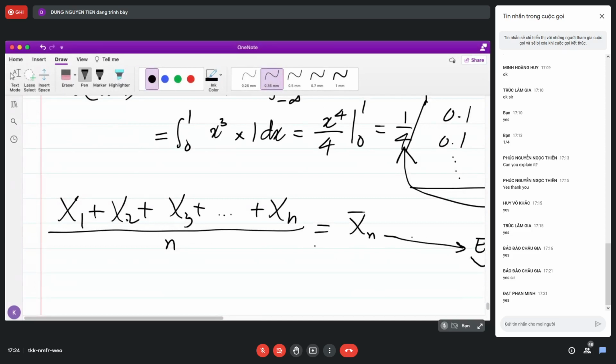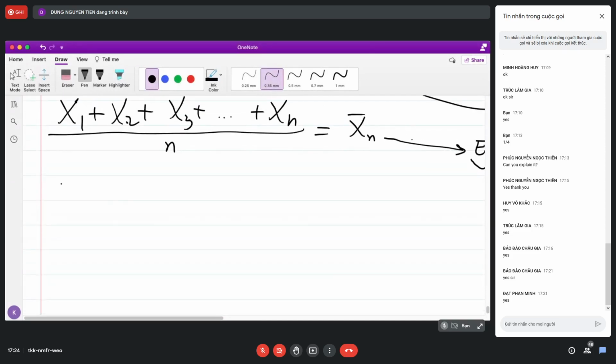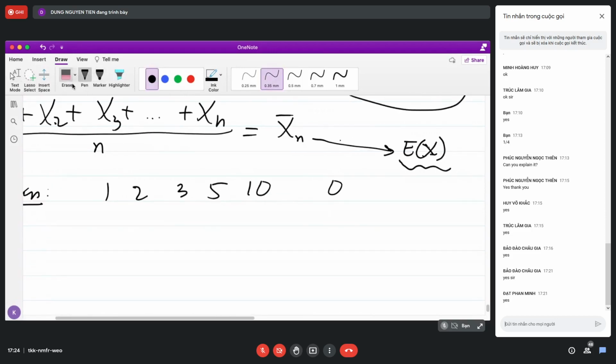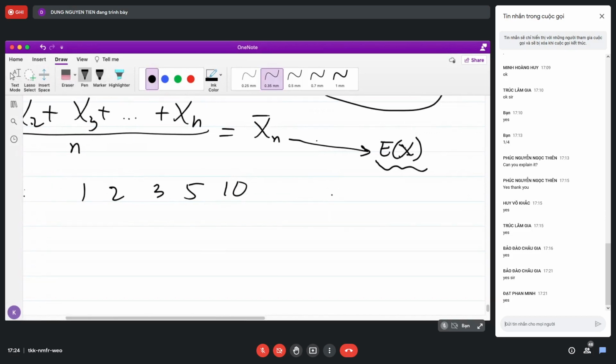Okay. All right. Now I want to talk about the median. That is the mean value. I believe that you already understand that. So you get 1, 2, 3, 5, 10. Then you can find the average value, which is 1 plus 2 plus 3 plus 5 plus 10 divided by 5, right? That would be the X bar.